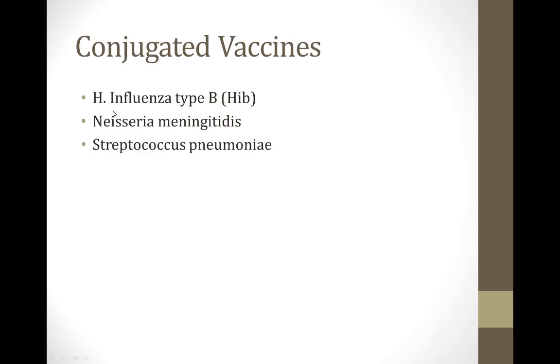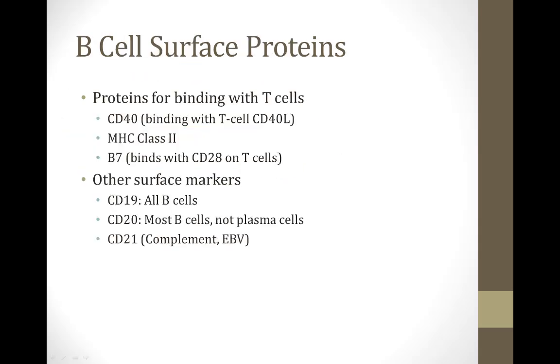We have vaccines against H. influenza type B and Neisseria meningitidis and strep pneumonia that are conjugated. They are pieces of the polysaccharide capsules of these three bacteria conjugated to a protein. Usually it's a toxoid of a bacterial toxin. And the conjugated vaccine produces a much more vigorous response than the polysaccharide capsule components would alone. And that's because you are using T cell dependent activation of the B cells rather than the weaker T cell independent pathway. Now let's talk about the surface proteins you find on B cells.